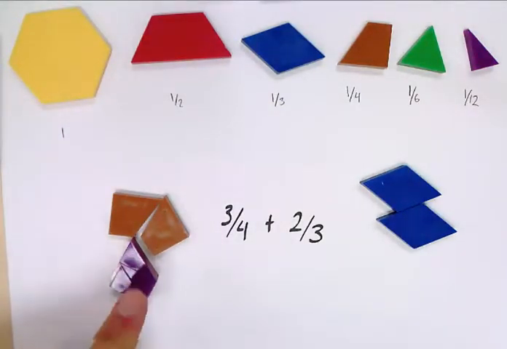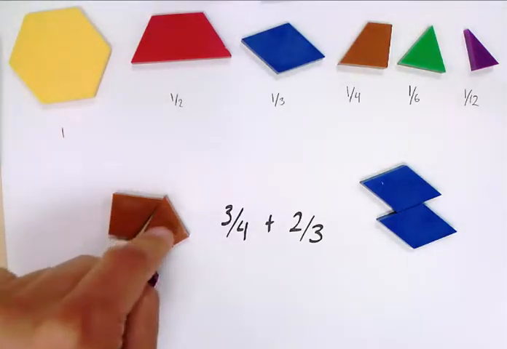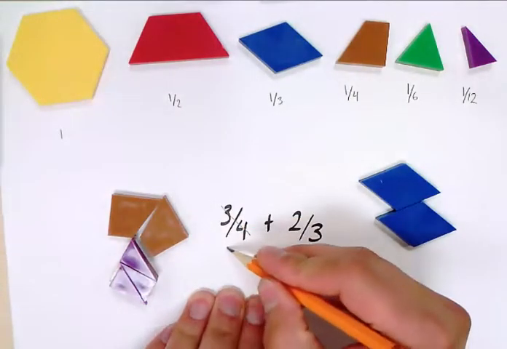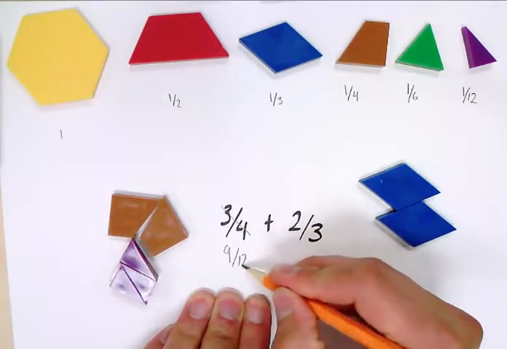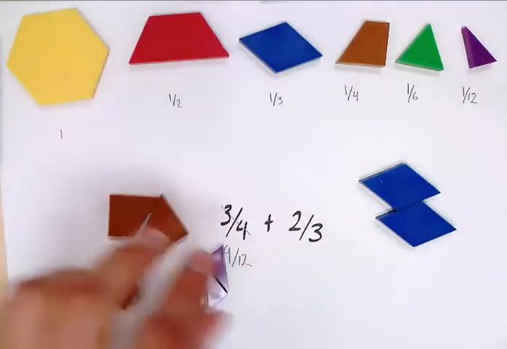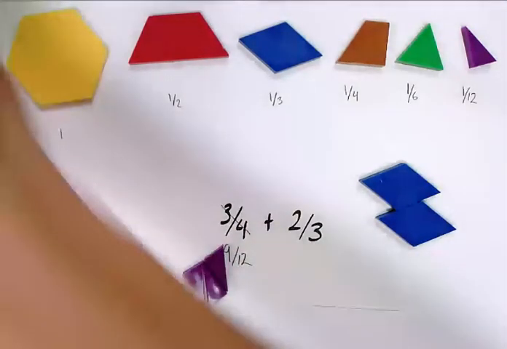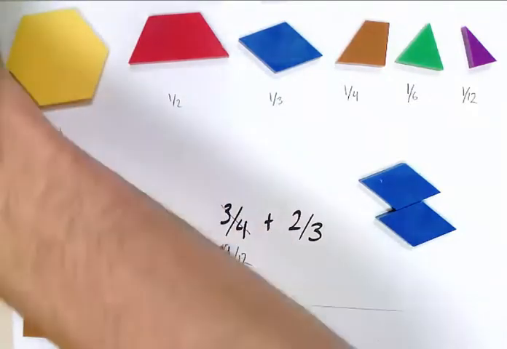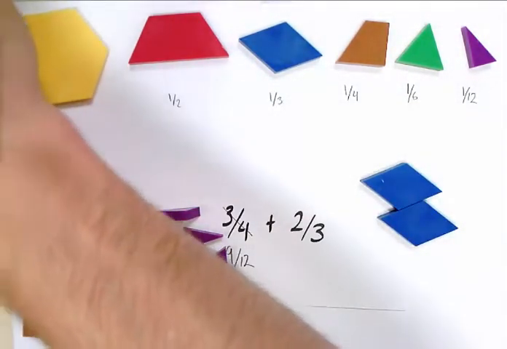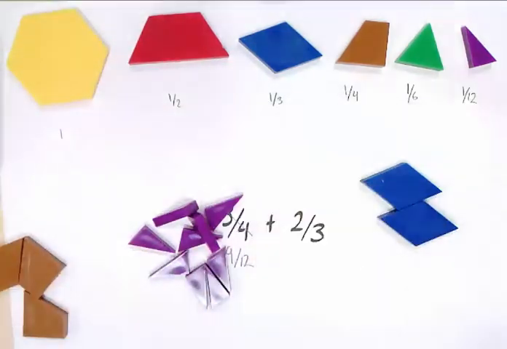So I end up having 3/12 and another 3/12 and another 3/12. That's the same thing as 9/12. Okay? So I'm going to get 9 of these 12ths here. 3, 6, 9. So I have 9/12.